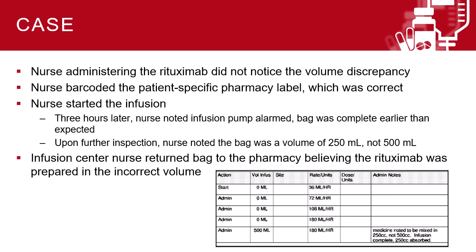After notifying the pharmacist, the infusion center returned the bag to the pharmacy, and everyone was under the assumption that perhaps the rituximab was prepared in the incorrect volume. You can see in the screenshot below the information from the infusion pump on the administration of the medication and the nurse's documentation that the medication was mixed in 250 ml, not 500 cc's.